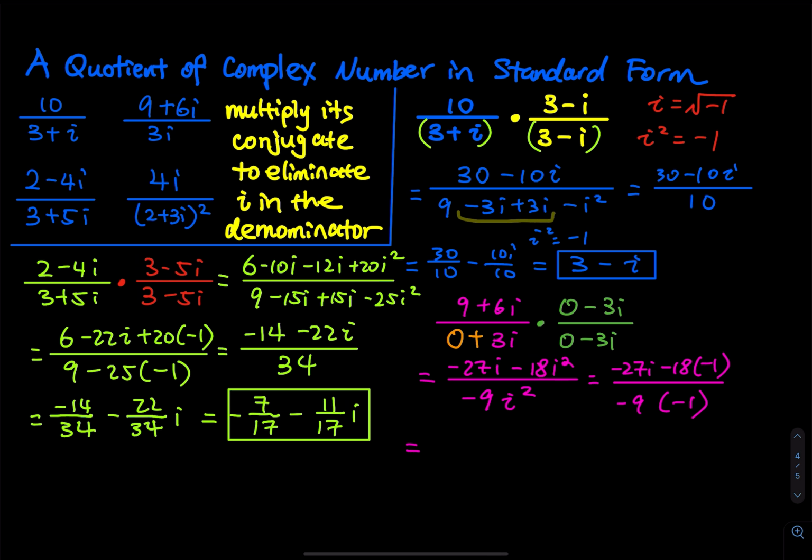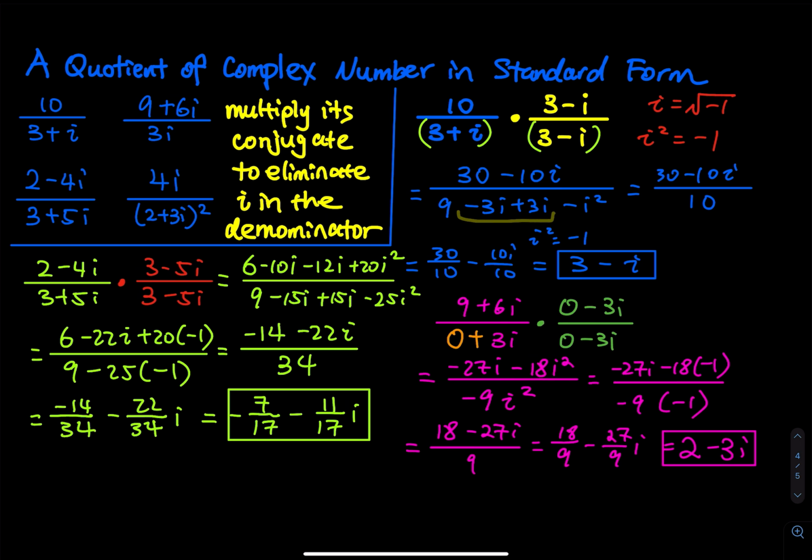So therefore, you have an 18 minus 27i divided by positive 9, and then you write 18 divided by 9 minus 27 divided by 9i. So the answer is just equal to 2 minus 3i. There is no i in the denominator. How about the last one?